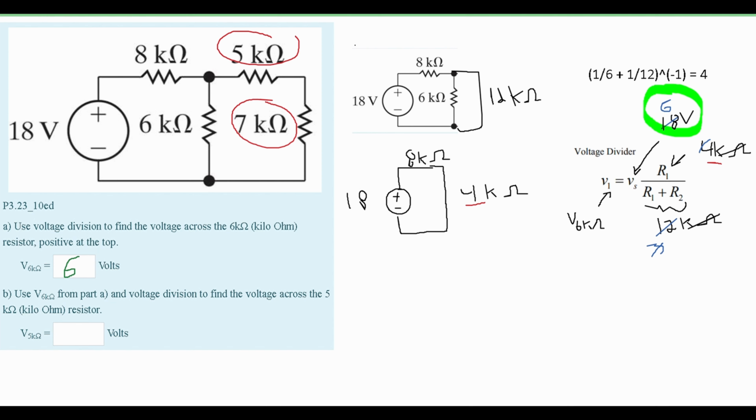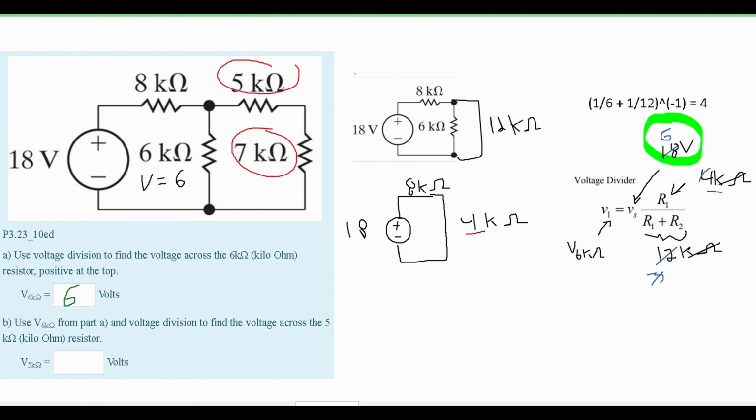Now we're going to delve into part B, where we need to find the voltage of our 5 kilo ohm resistor. Well, when we look at this, we can now write in the new information that we have. We know that our voltage of our 6 kilo ohm resistor is equal to 6 volts. And we also know that this 5 kilo ohm resistor and this 7 kilo ohm resistor are 12 kilo ohms. And this 6 kilo ohm resistor and our new 12 kilo ohm resistor are in parallel. So this is 6 volts and this is 6 volts. Well, for our right side, we want to find the voltage specifically for our 5 kilo ohm resistor.